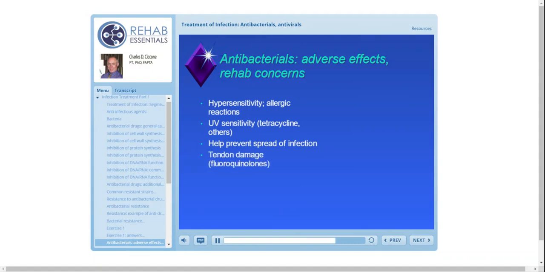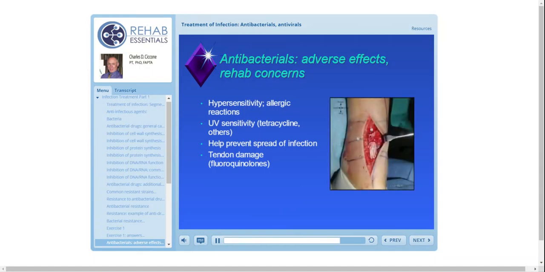And tendon damage. And this is true for the fluoroquinolones. This is a tendon damage that can be severe and even lead to rupture. And you can see a ruptured Achilles tendon here that was due to a fluoroquinolone antibacterial drug. Considering that these tendons are often the tissues that we're trying to strengthen and protect, this is a very important side effect. So we're going to take a closer look now at why this tendon damage occurs and how we might be more alert for it.